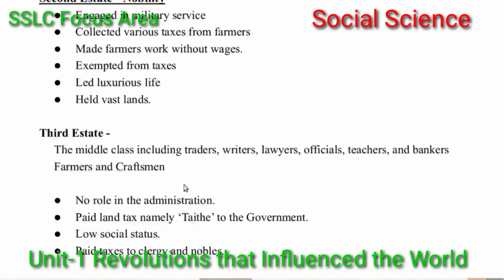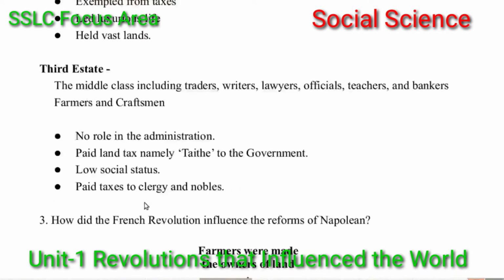What about the third estate? The middle class, including traders, writers, lawyers, officials, teachers and bankers, farmers and craftsmen. They had no role in the administration. They paid land tax, namely tithe, to the government. They had low social status and paid taxes to the clergy and nobles. These are the situation of the third estate.